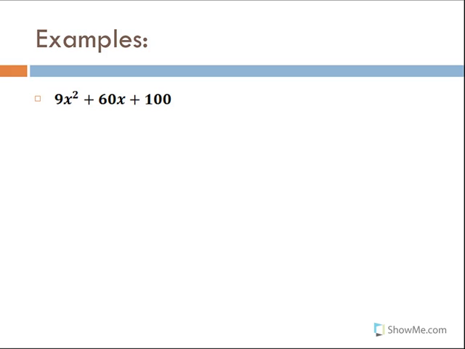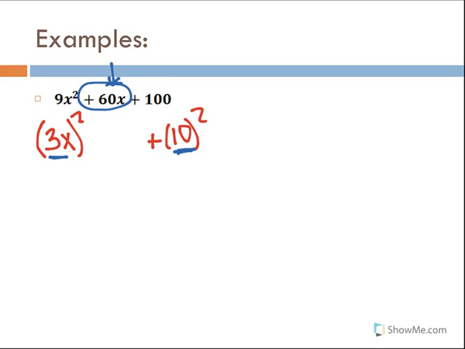Let's look at another one: 9x squared plus 60x plus 100. First, can I rewrite my first term as something squared? I could write this as 3x squared. The last term, 100, I can rewrite as 10 squared. Again, is it going to fit my special product? When I multiply these together and then times 2, do I get the middle? 3x times 10 would be 30x, times 2 is 60x. So this will work.